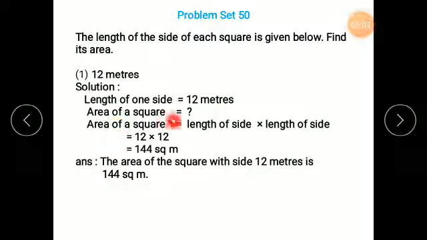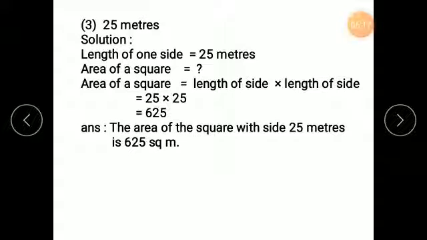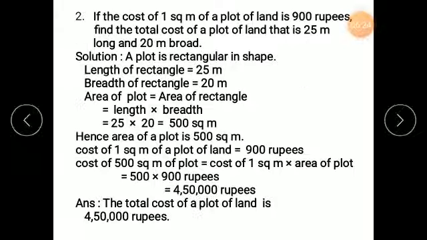So what is the area of the square? Directly write down the formula for area of the square. It is length into length. So 12 12s are 144 square meter. Hence the area of the square of side 12 meters is 144 square meter. Same with the 6 centimeter you have to find out. Then 25 meters and again 18 centimeter also can be solved the same way.